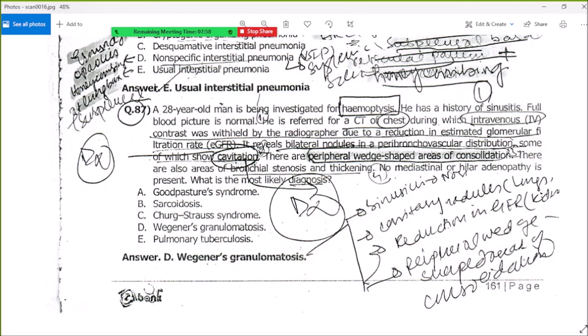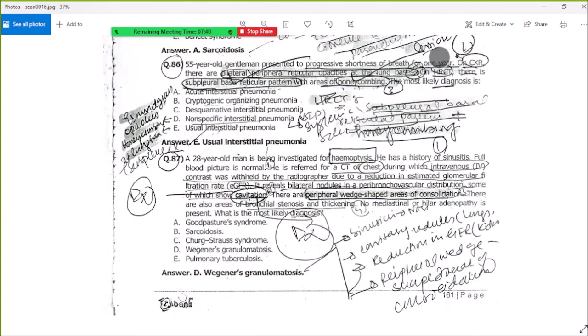There are peripheral wedge-shaped areas of consolidation. There are also areas of bronchial stenosis and thickening. No mediastinal lymphadenopathy is present. Most likely diagnosis: granulomatosis with polyangiitis. Now he has hemoptysis, and he also has sinusitis, and lung symptoms, so the diagnosis is granulomatosis. Sinusitis in the nose, cavitary nodules in the lung, reduction in GFR in the kidneys, and peripheral wedge-shaped areas of consolidation, so granulomatosis.